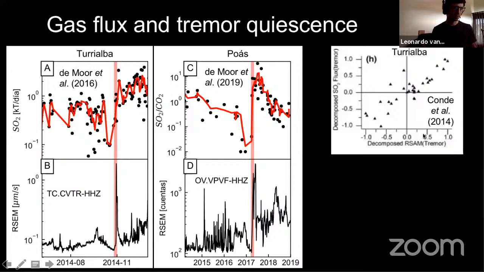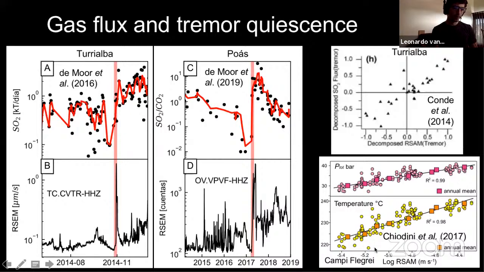And there are some studies of more formal correlation about this relationship of the SO2 flux and tremor, and we see a good correlation. This is the work from Conde and others. And there are also other works, like, for example, this one at Campi Flegrei, where they see some very good correlation between some characteristics of the fumaroles with tremor, with RSAM analysis.